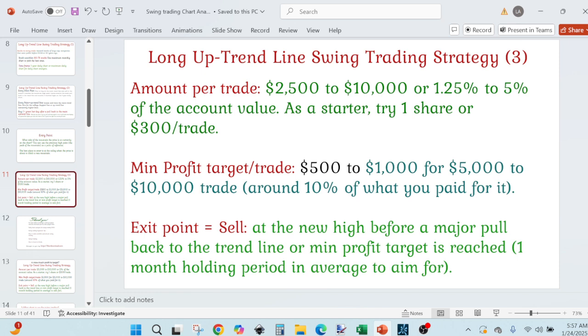Because we are using upward large cap, that's why we are swing trading. They do make higher highs, therefore we have that as a target selling point. Or when you have 10% profits, you can just sell it, even that small, and little by little grow your account from there.